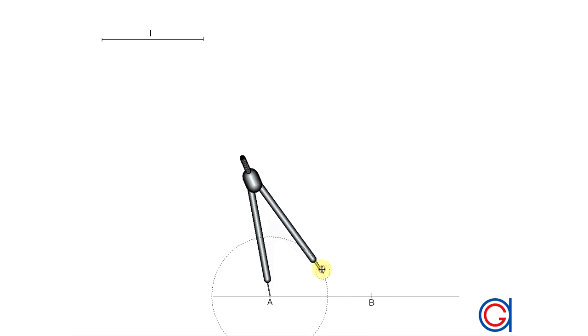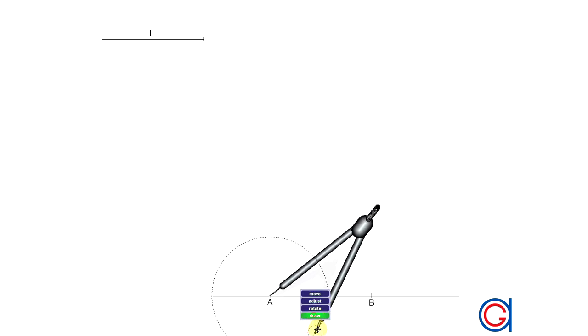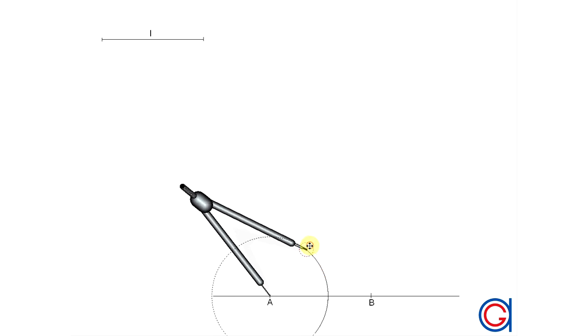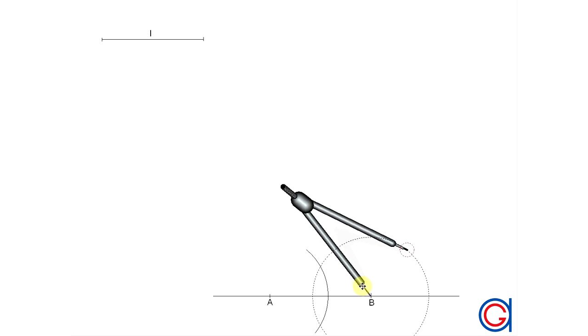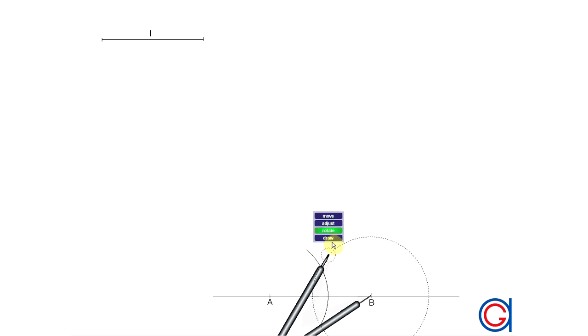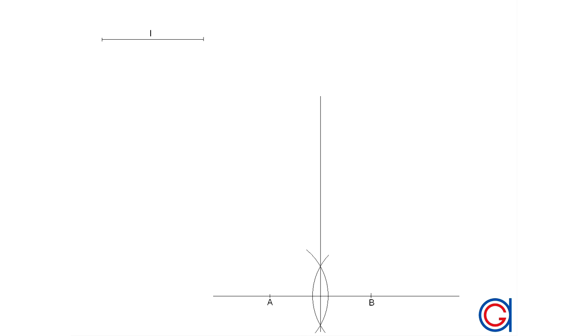The next step is to draw the perpendicular bisector of the line segment AB. To do this, I remind you, we must draw 2 arcs with the same radiuses. These radiuses must be longer than half of the line segment AB, as shown here in the video. These 2 arcs intersect at 2 points. The perpendicular bisector is the line which passes through these 2 points and cuts the line segment AB at its midpoint, which we will call M.